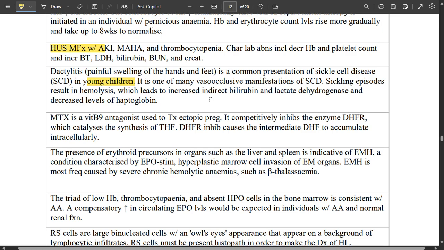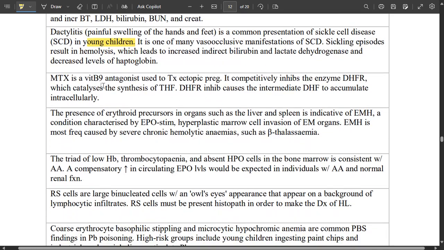Sickling episodes result in hemolysis, which leads to increased indirect bilirubin production and lactate dehydrogenase. LDH also increases, as well as a decreased amount of haptoglobin. So haptoglobin binds to the broken fragments of hemoglobin of RBCs, that is onto the hemoglobin, thereby decreasing its count in the blood.